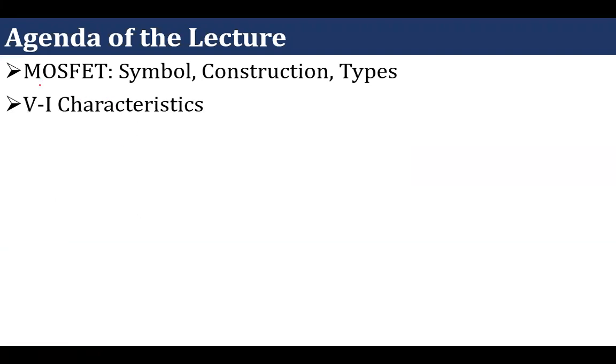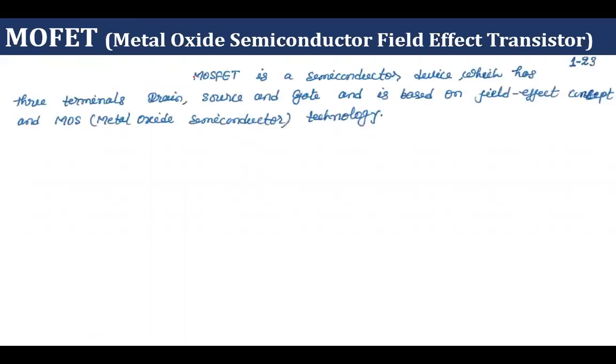In this lecture, we are going to deal with MOSFET, metal oxide semiconductor field effect transistor. We'll go through symbol, construction, types, and VI characteristic of MOSFET. So let's define MOSFET. MOSFET is a semiconductor device which has three terminals: drain, source, and gate, and it is based on field effect concept and MOS concept, which is metal oxide semiconductor technology.